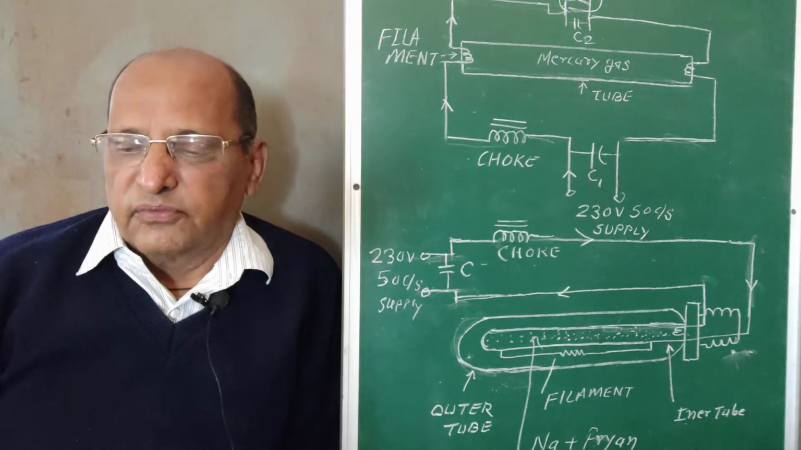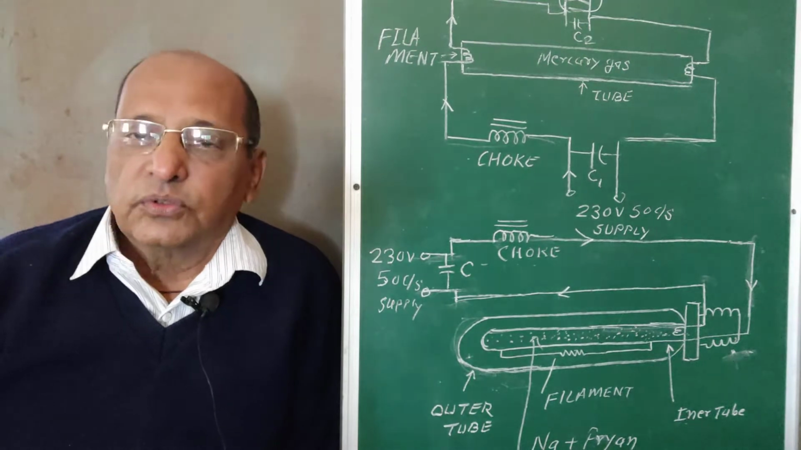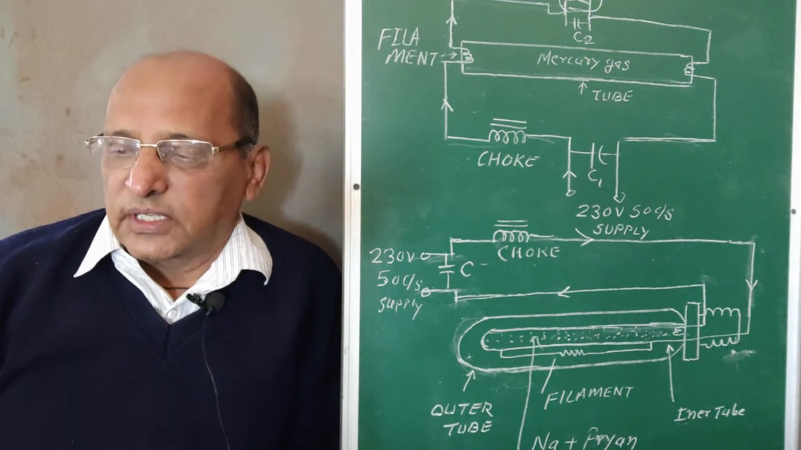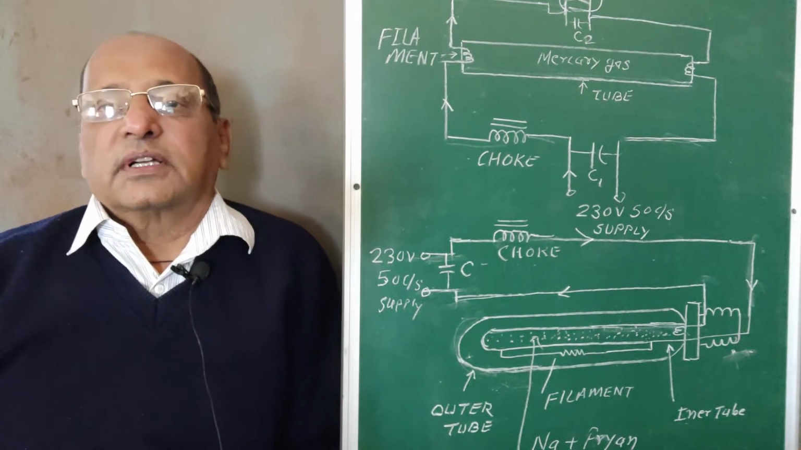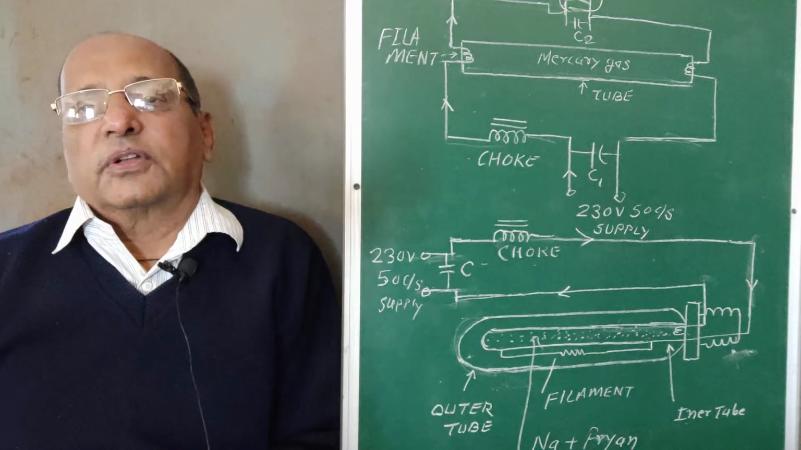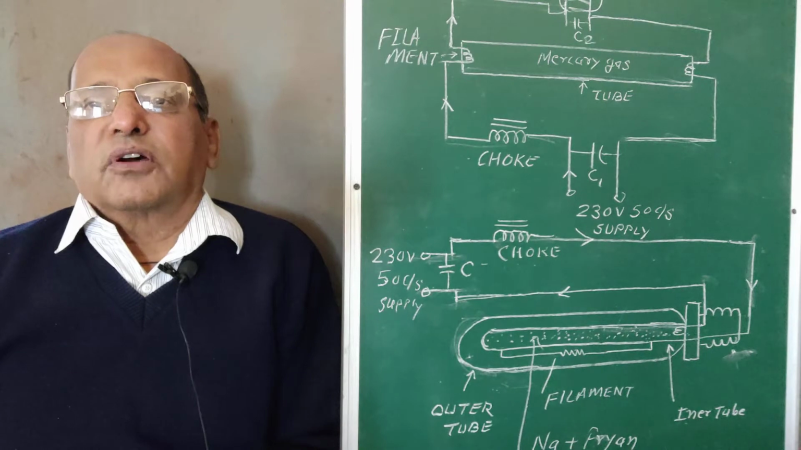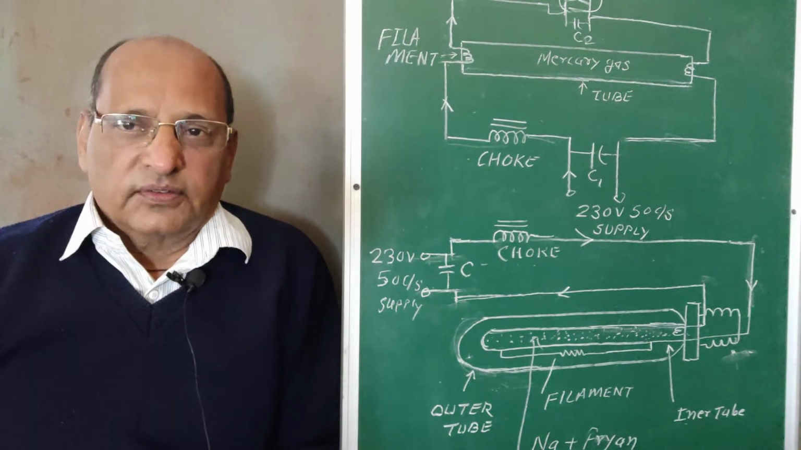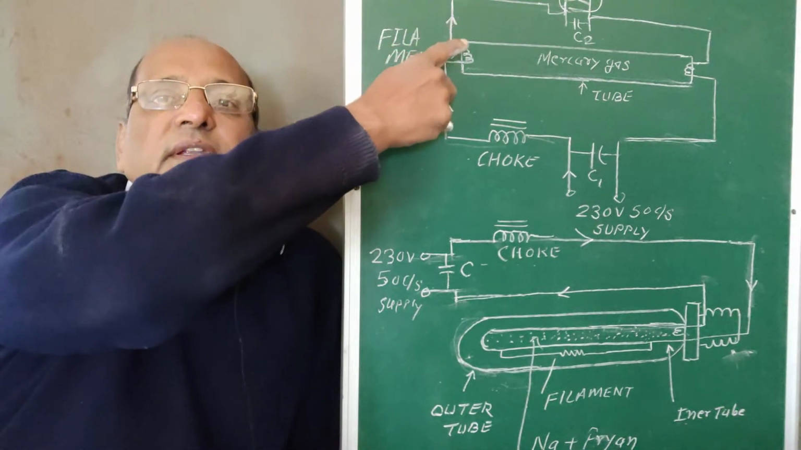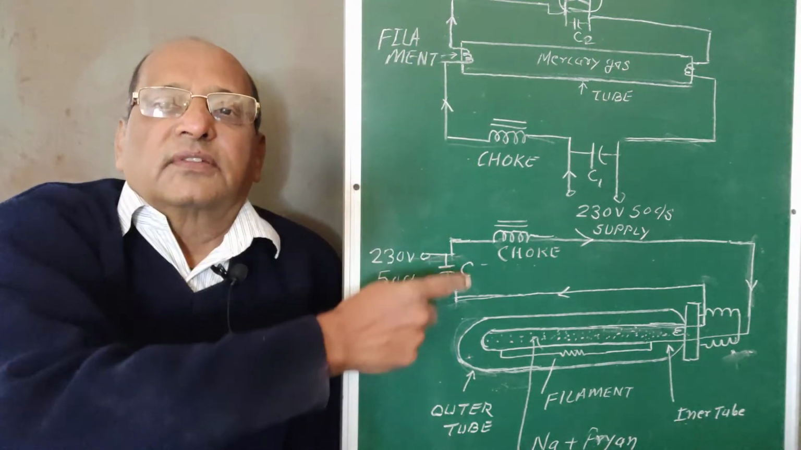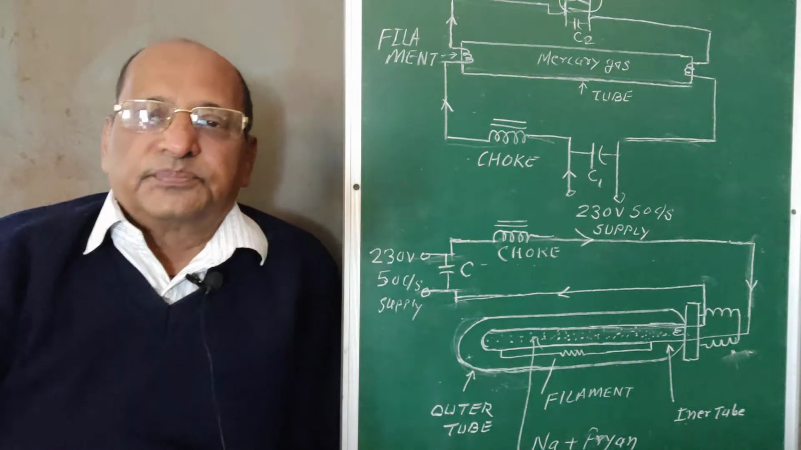From the application point of view, there are only two circuits you have to discuss in this topic. There is the tube light circuit, which we normally use in our houses. This is the tube light circuit first, and this is the circuit of the sodium vapor lamp.